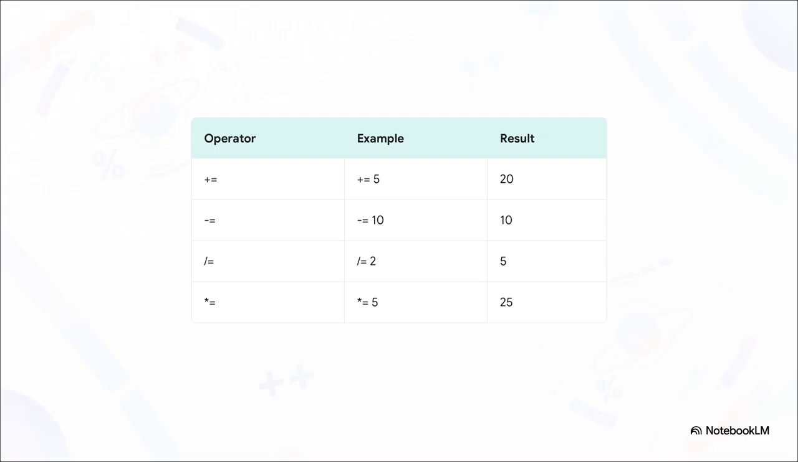Let's take our variable on a quick little mathematical journey. Imagine we start out with a value of 15. If we use our addition shorthand, += 5, boom, we instantly bump that up to 20. Need to subtract? Easy, just use -= 10, and our 20 drops straight down to 10. We can divide using /= 2, cutting our 10 in half to 5. And finally, we multiply with *= 5, bringing the whole thing all the way back up to 25.